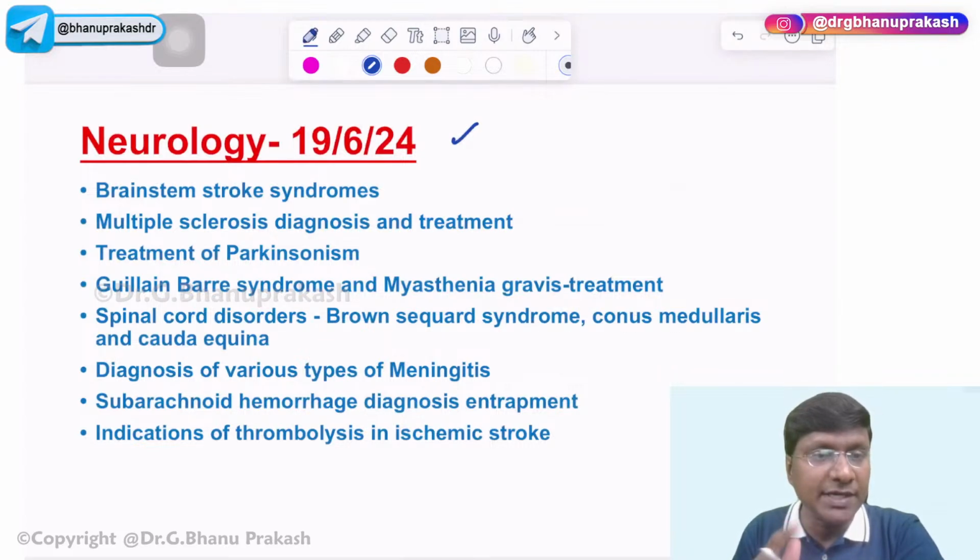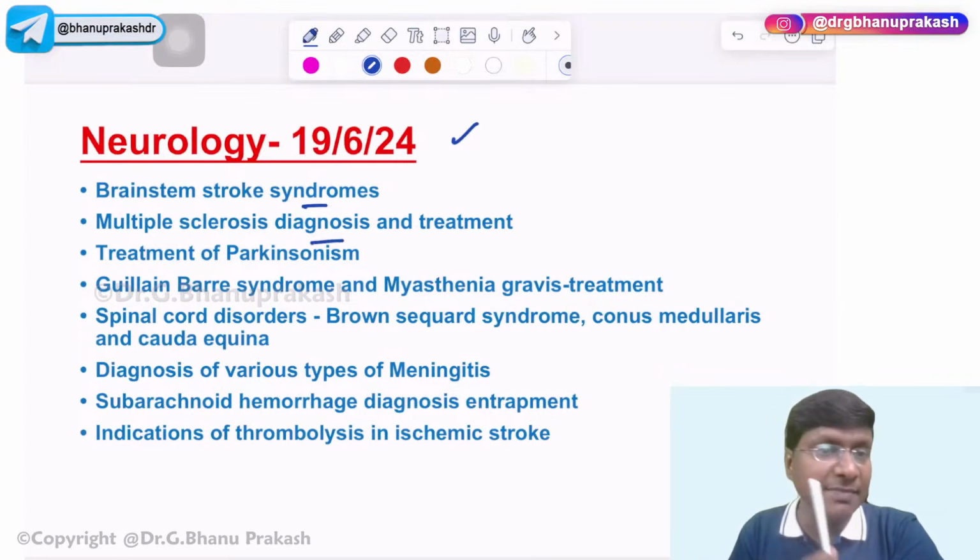In neurology, the definite topics that you need to revise are the brainstem stroke syndromes, that is midbrain stroke syndromes, Pontine syndromes, and medullary syndromes, right? Midbrain stroke syndromes, there are totally 5. Pontine syndromes, very important, there are 4. Medullary syndromes, there are 2 important ones. So you have to revise before going to the exam.